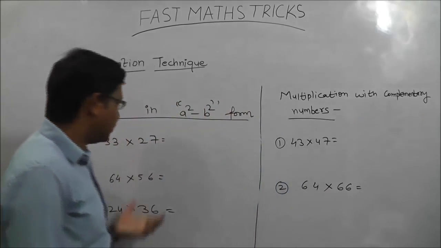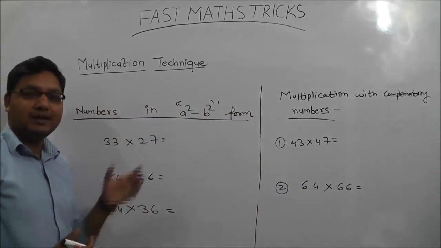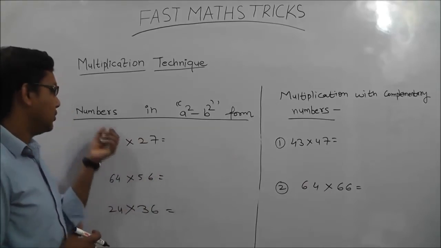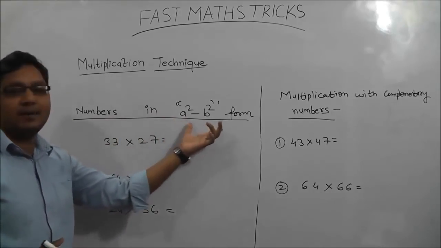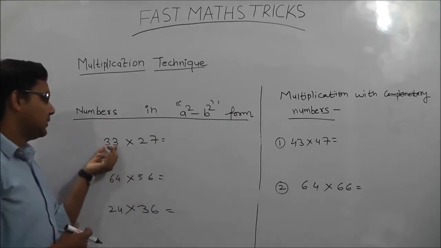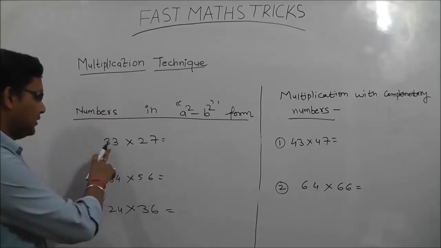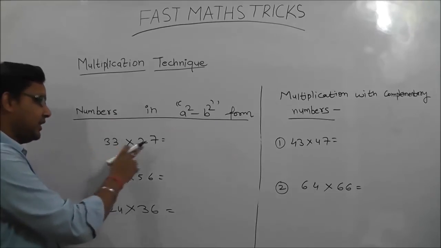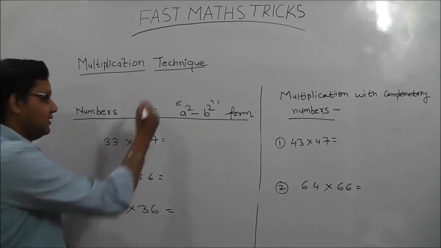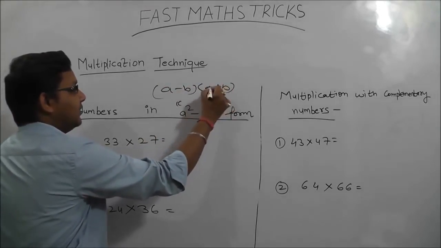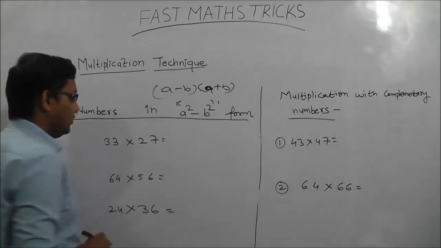So in this type of question, you don't have to use those two methods. You can simply solve these questions easily, because the numbers are in the form a square minus b square. Suppose the number is 33 into 27. So this is 30 plus 3, and this is 30 minus 3. So this is in the form a minus b into a plus b.